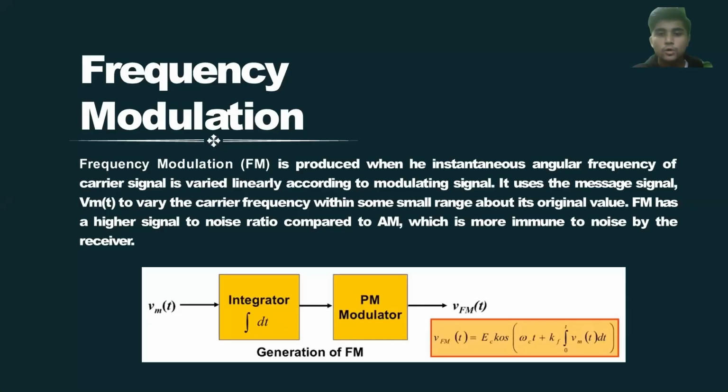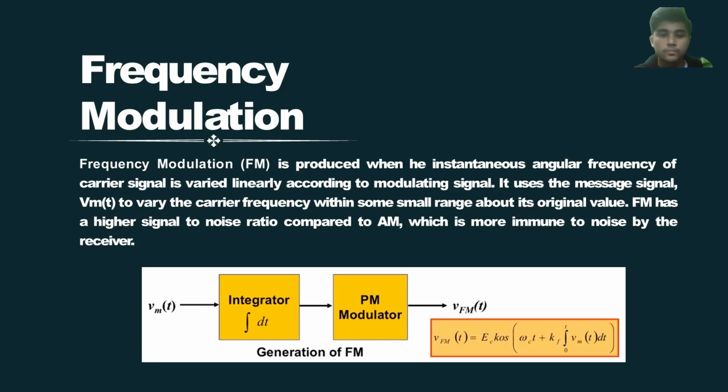Next, we go to frequency modulation. What is frequency modulation? Frequency modulation, or FM, is produced when the instantaneous angular frequency of the carrier signal is varied linearly according to the modulating signal. It uses the message signal VM(t) to vary the carrier frequency within some small range about its original value. FM has a higher signal to noise ratio compared to AM, which means amplitude modulation, so it is more immune to noise at the receiver.